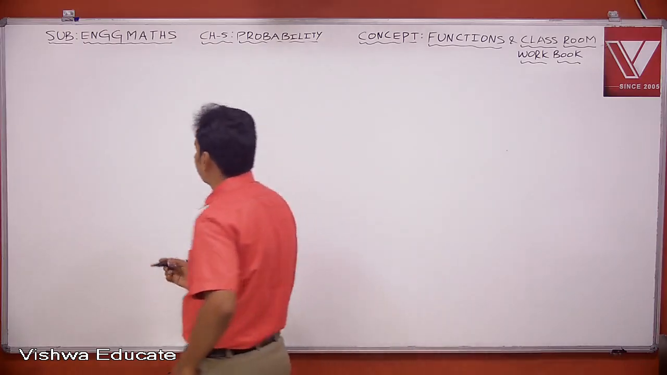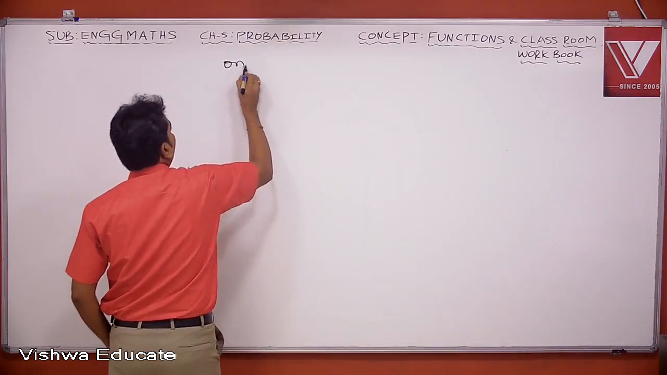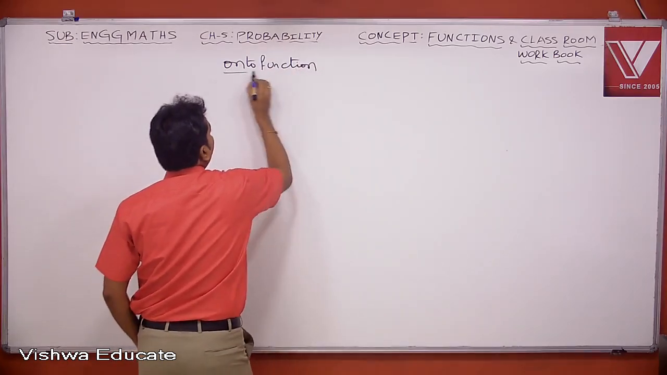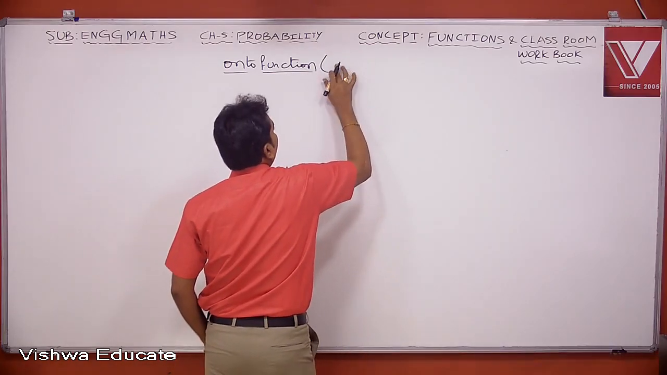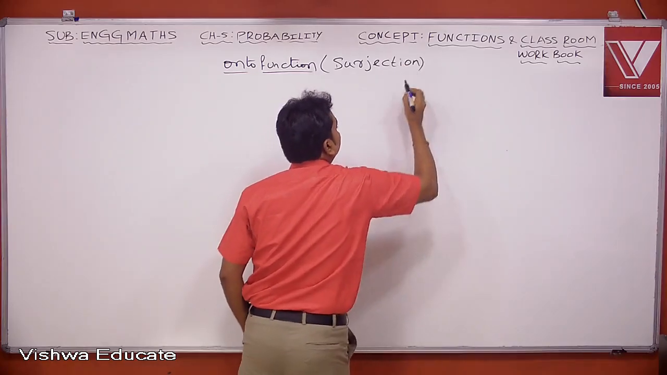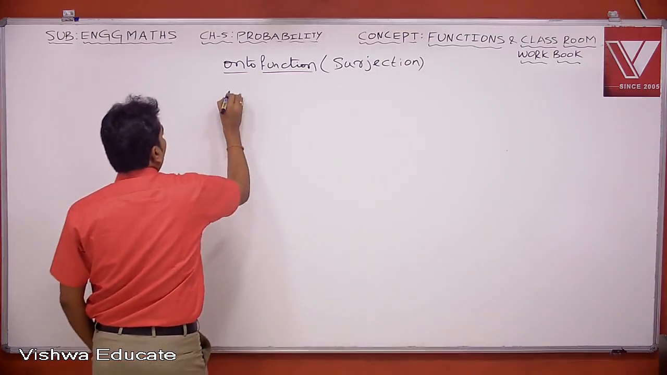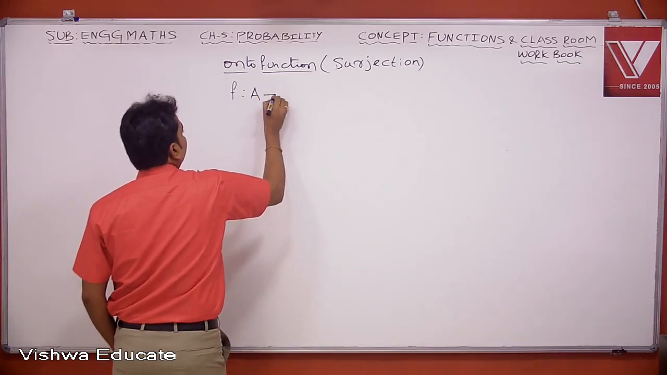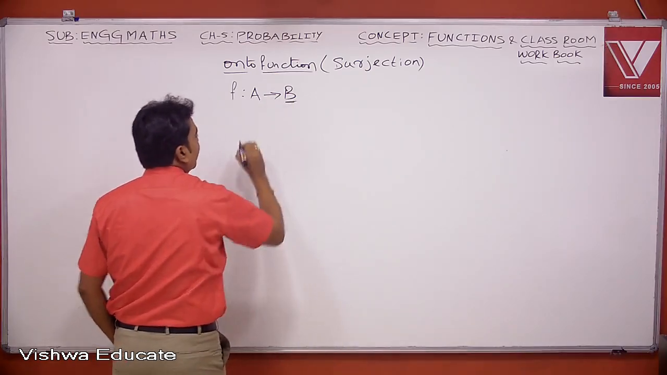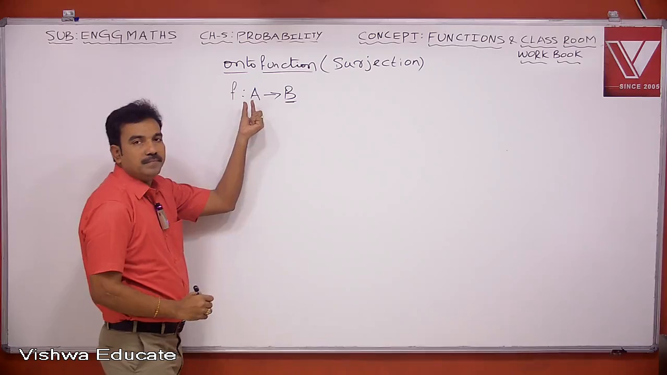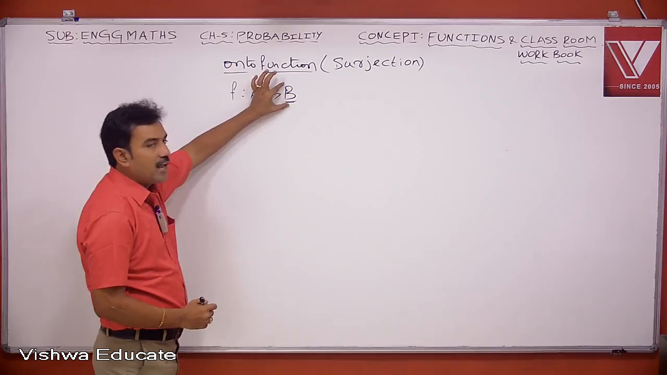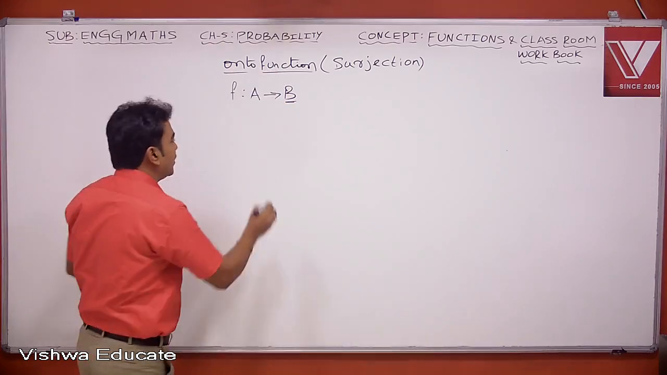Next category of function is onto function. This is also called as surjection. Suppose we have a function f from A to B. We say that this is onto if every element of codomain has at least one preimage in A. We have a function f from A to B. We say that this is onto if every element of B has at least one preimage in A.